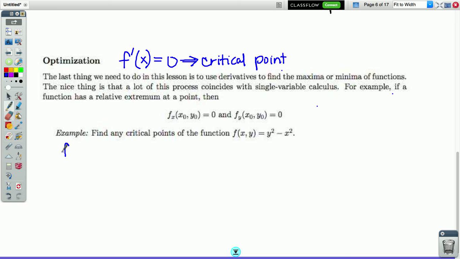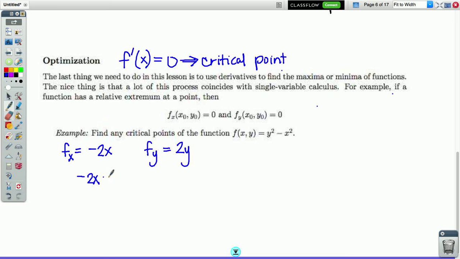The first thing that I'm going to do is find my partial derivative with respect to x. In this case, my partial derivative with respect to x is just negative 2x, and my partial derivative with respect to y is 2y. And remember, everything else is treated as a constant. So I need for both of these to be 0. This sort of gives me a system of equations almost.